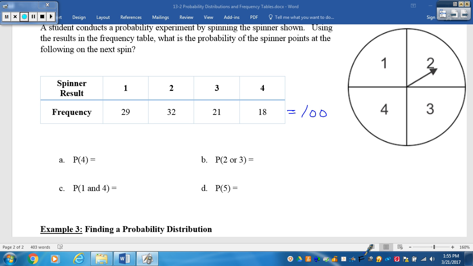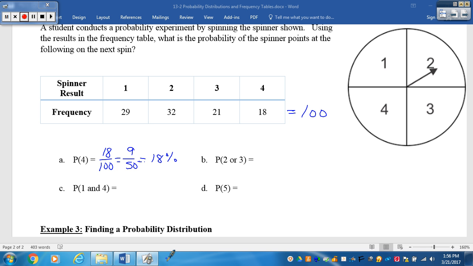Now, from there, the probability of getting 4. Well, if I look there, the probability of getting 4 is 18 out of 100, which, if you want to leave it as a ratio, would reduce down to 9/50ths. Or if you prefer a percent, well, that's real simple. If it's 18 out of 100, just 18%, okay? What's the probability of getting a 2 or a 3?